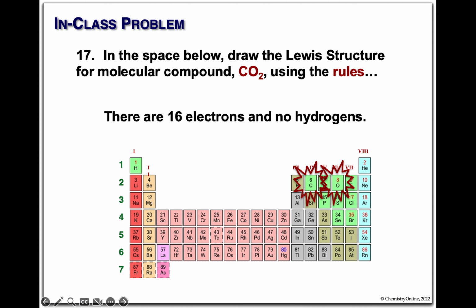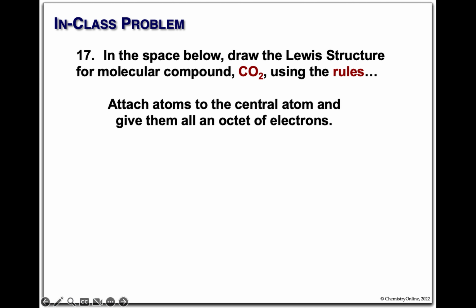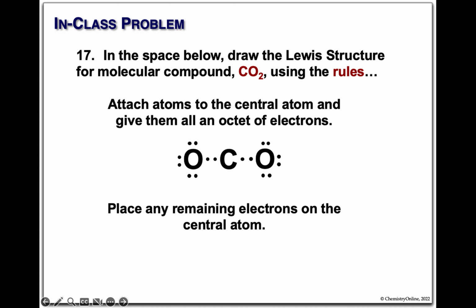Rule 2. Attach the atoms, that's the oxygen, to the central atom, that's the carbon, and give them all an octet. So all refers to the attached atoms. So we're doing this. All right, the next rule. See, each oxygen has 8 now. The next rule simply says place any remaining electrons on the central atom. Well, by George, we don't have any left over. We've used all 16. So we go to our last rule.